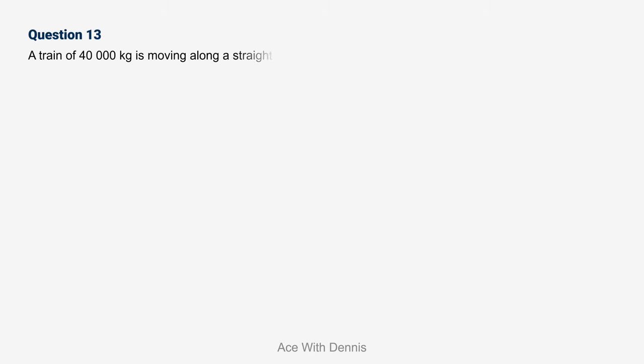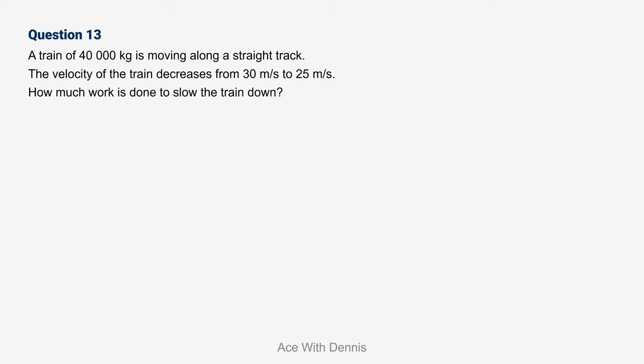Question 13. A train of 40,000 kg is moving along a straight track. The velocity of the train decreases from 30 meters per second to 25 meters per second. How much work is done to slow the train down?